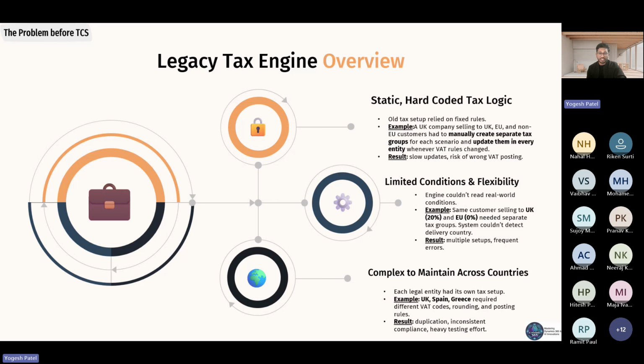And finally, it was too complex to maintain across countries. Each legal entity has its own separate tax group. So it created duplication, inconsistency, and a huge maintenance burden every time the rules or regulations change. So clearly the legacy model worked, but only until the business grew more global and complex. That's exactly where TCS steps in.